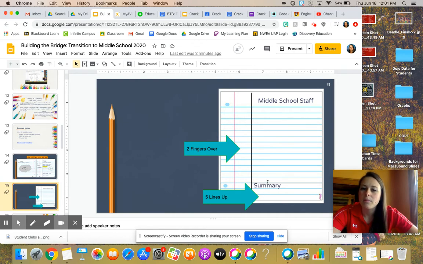And then this bottom line here is your summary. So that can go 5 lines up from the bottom. You can count them out. If you're somebody who writes a little bigger, you might want a little bit more room. If you're somebody who writes kind of small, 5 lines might be a little too much. Do your best at estimating. Okay? And then you'll title it Middle School Staff.